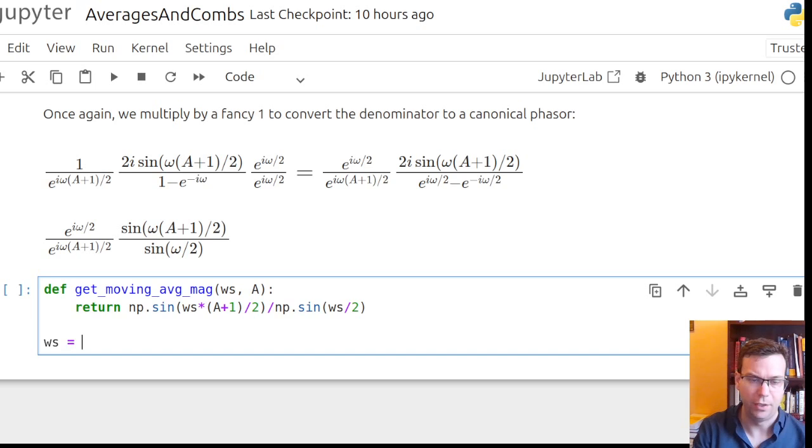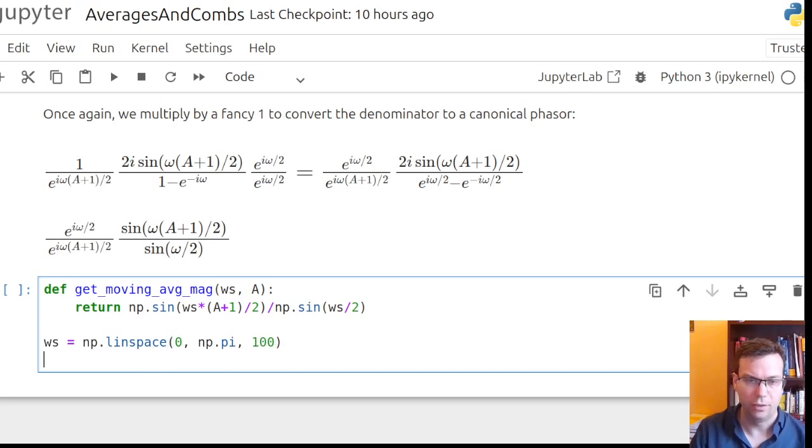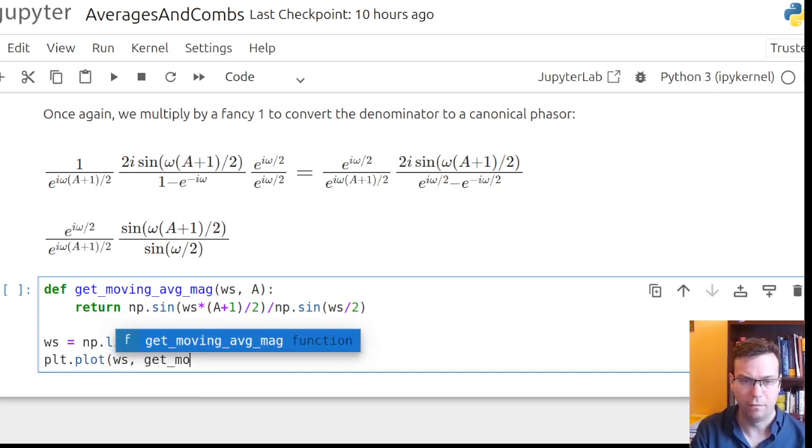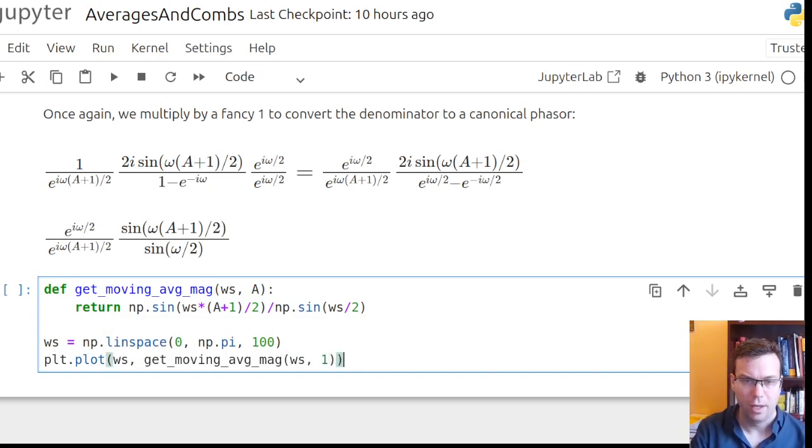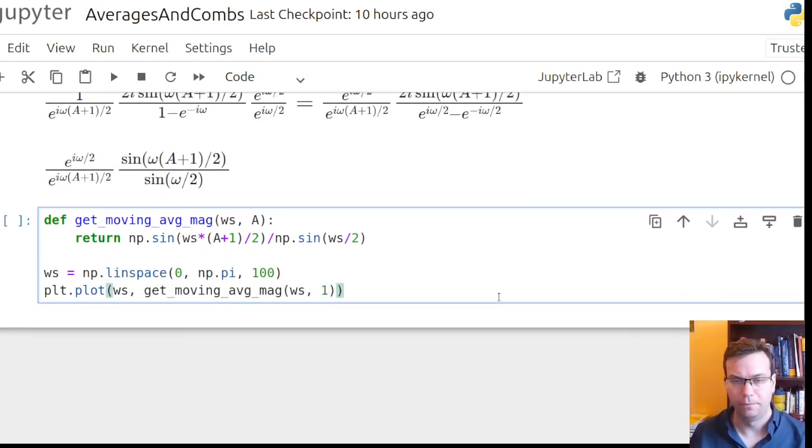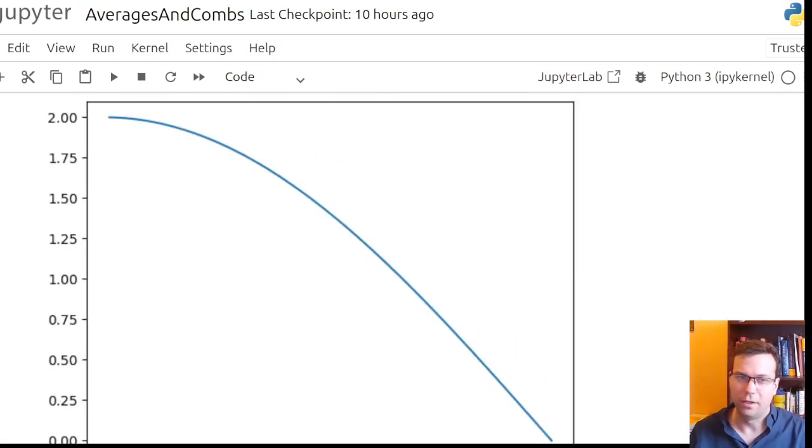All right, so first let's check this. Maybe I'll take 100 omegas between 0 and pi. Let's check this with a equals 1. So get moving average omegas, because that's what we started with, right? We started with that filter, which is 2 elements. So h0 equals 1, h1 equals 1, so a equals 1 there. Okay, so we get that plot that we're familiar with there.